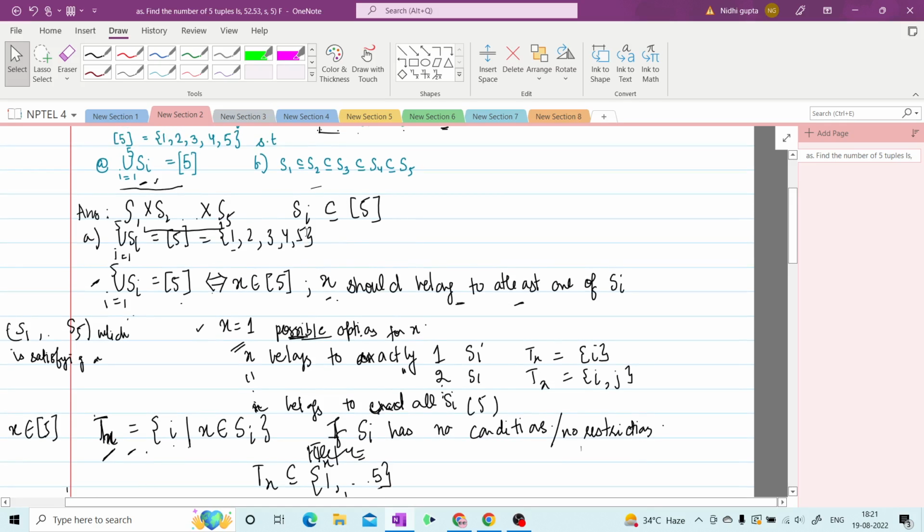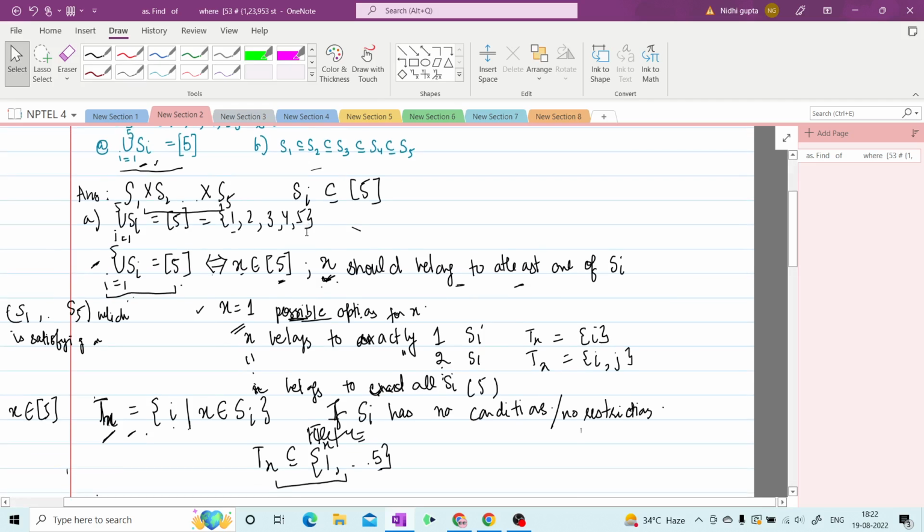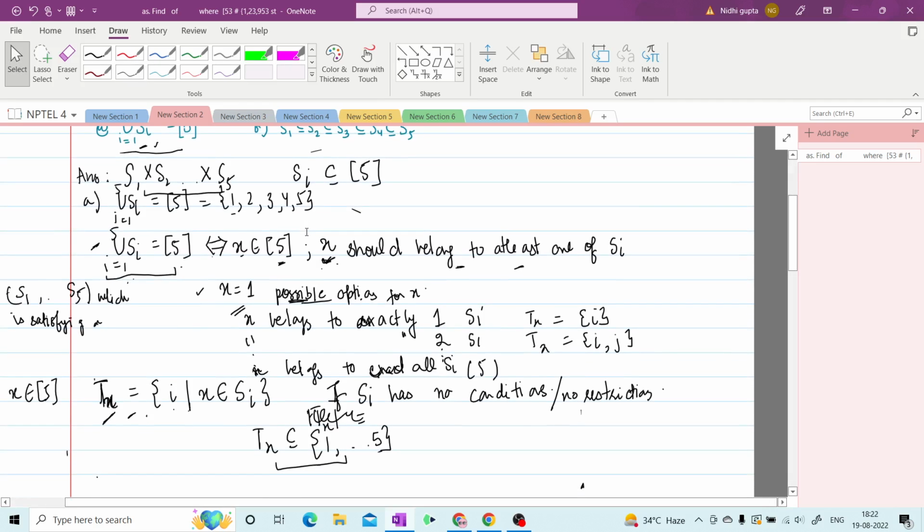Yes, ma'am. Okay. Now, what if we have to find the possible tuples? We have this condition that the union of Si is equal to 5. Therefore, for any x in 5, since the union of S1 to S5 is 5, each x should belong to at least one of the Si, right? So now we are looking at what all possibilities there are for x to belong.